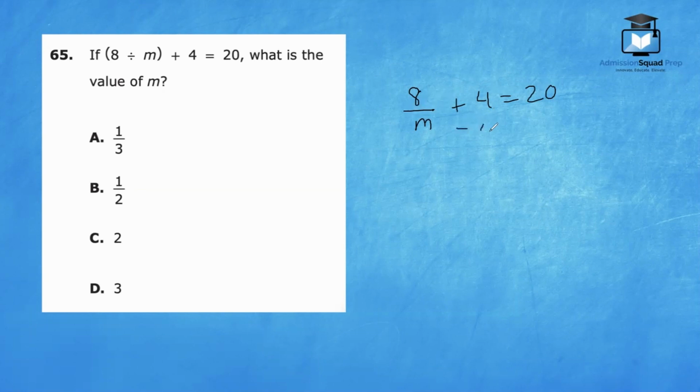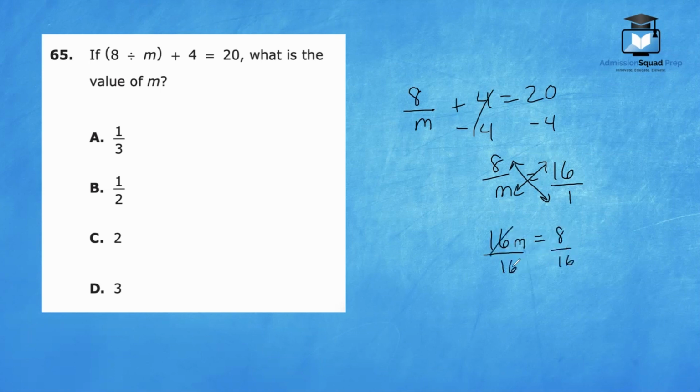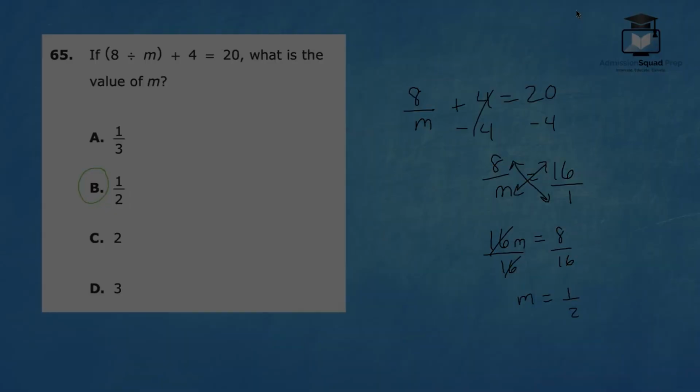We'll start by performing the inverse operation right here. We will subtract 4 on both sides. So we have 8 divided by m equals 16. And I would like to treat this as if it was a proportion because we have a fraction here, and I will convert 16 into a fraction by dividing it by 1. Now that we have a proportion, we can go ahead and cross multiply. We have 16m equals 8. We will divide by 16 on both sides. We now have m equals 1/2. So the correct answer is choice B.